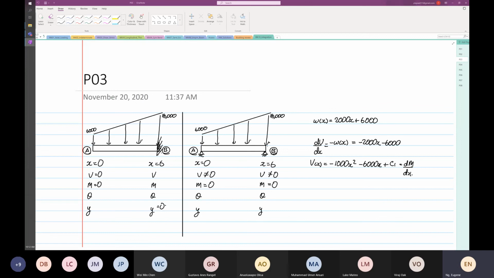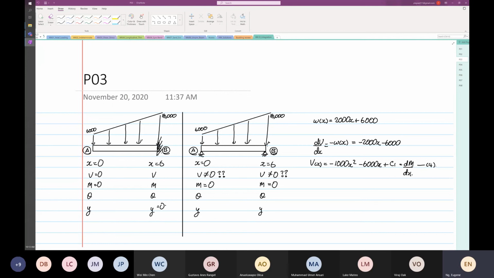Okay, so for this case, can you find C1 now? The answer is no. You cannot find C1 because your shear force V at x equal to 0 is not equal to 0, so you don't know what it is. When x equal to 6, V is also not equal to 0, and you also don't know what it is. When it's not equal to 0, you don't know what they are. So when this is the case, you move on. You can see how the solution changes with the boundary condition now.